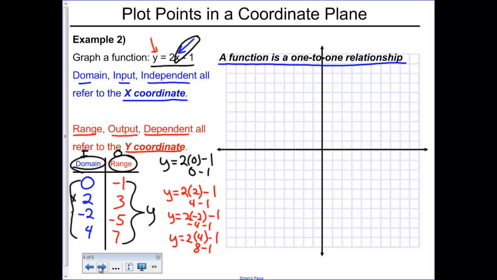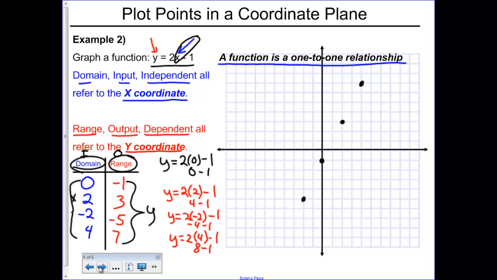0, -1 would be here. 2, 3 would be here. -2, -5. -2, 1, 2, 3, 4, 5 would be here. And 4, 7, that'd be 3, 4, 1, 2, 3, 4, 5, 6, 7 would be here.